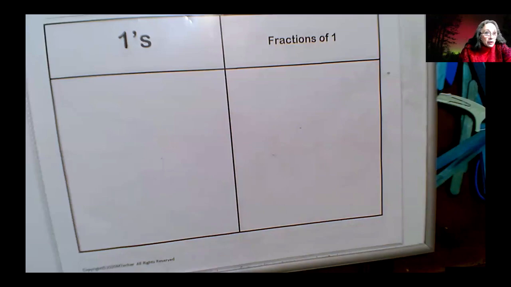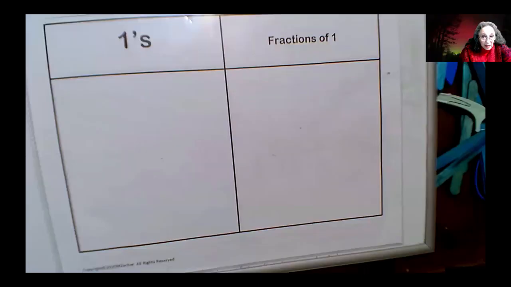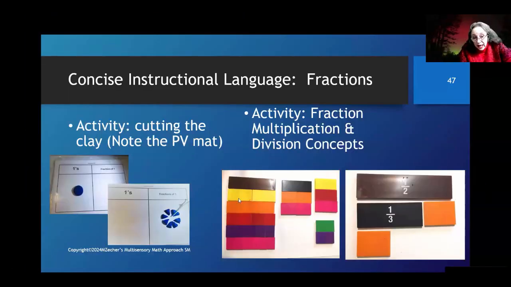I'm going to stop sharing that and go back to the presentation. And so here we have another activity for proportional reasoning. I've actually got this where we're going to say explicitly the yellow is one of 2 equal parts of the brown. The orange is one of 3 equal parts of the brown, but it's one of 2 equal parts of the black.